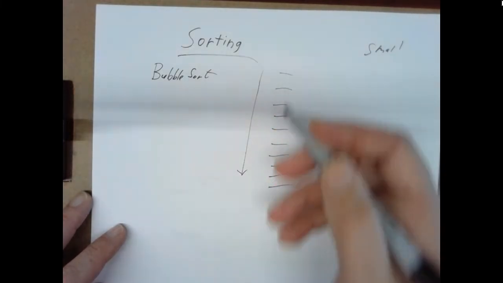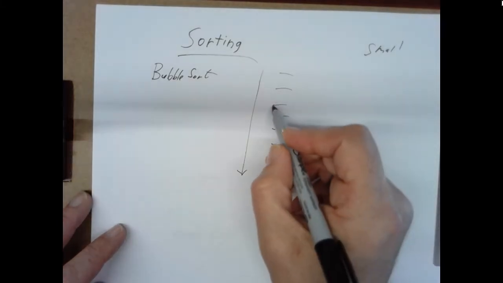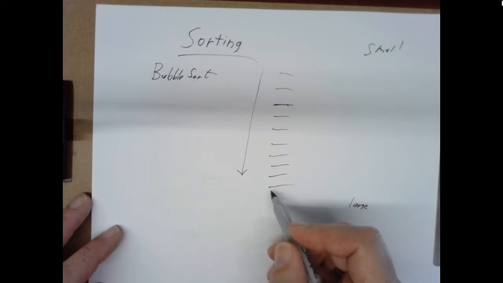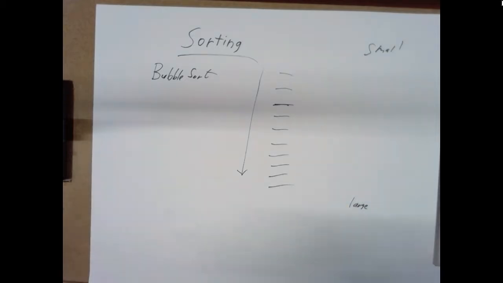And do that until you get to the end. And then when you found that this was the biggest number, go ahead and move it down here to the biggest position. Okay, that's even more inefficient though.